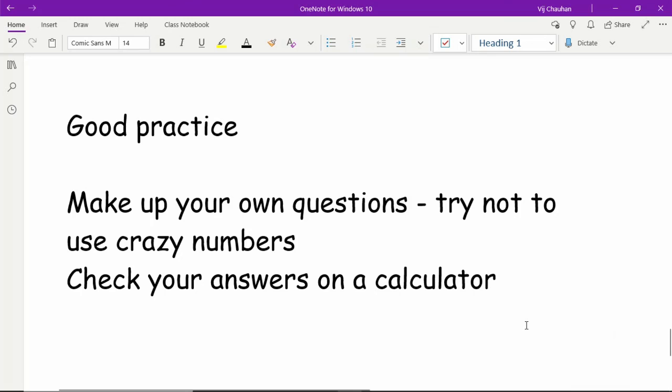What is good practice when you are doing this is to make up your own questions. Try not to use crazy numbers, although if you really want to practise your general arithmetic skills, then go for some crazy numbers. And then check your answers on a calculator to make sure you've got it right, which is a really, really important thing.